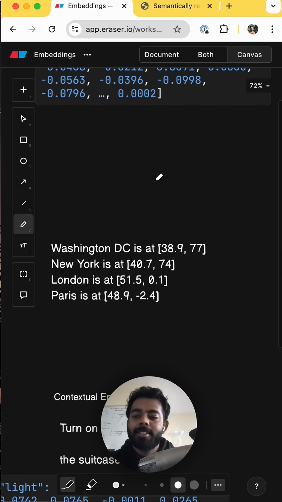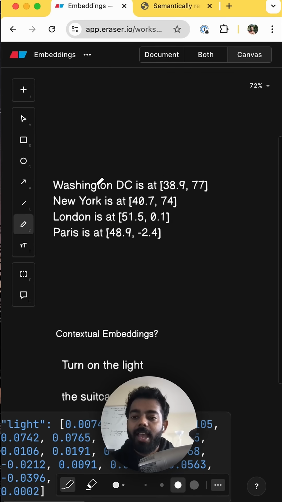To understand this a bit better, let's take a look at the latitude and longitude of different locations in the US. For example, Washington DC has 38.977, New York has 40.74. As you can see, in a real world 2D map, if you plot Washington DC and New York, they are close to each other. The same goes for London and Paris, but New York and London are far away from each other. You can think of the cat example that we looked at before like this.